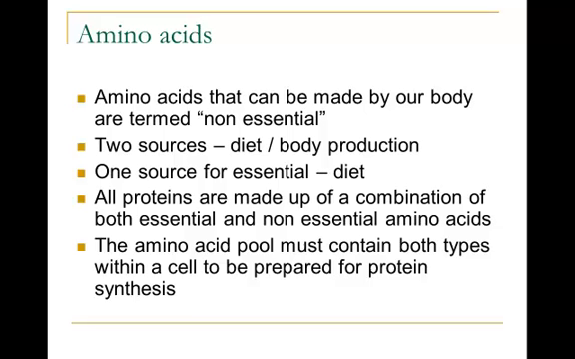So we've talked about essential, okay? The ones that can be made, or that we can synthesize in our body, are called non-essential, and we can either get them through our diet or we can produce them. If we're looking at the essential ones, the 8 that we talked about earlier, they can only come through diet. All proteins are made up of a combination of both essential and non-essential amino acids. What's important is that whenever we're going to build protein, or protein synthesis, we need to have a pool of both types ready.